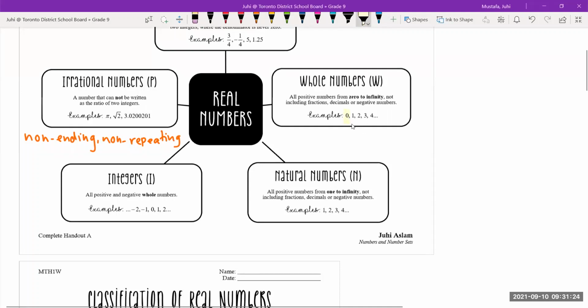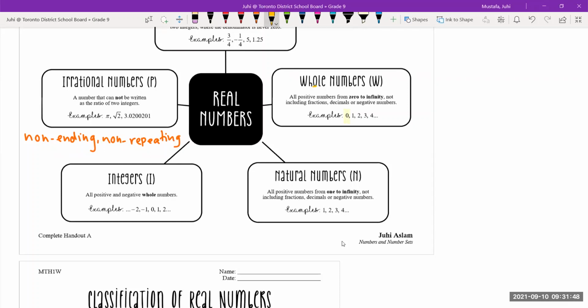Exactly. So the major difference is that a whole number will include the number 0 and a natural number will not include the number 0. How do I remember this? Well, I noticed that the word whole has the letter O, which kind of looks like a 0. And that for me is a reminder that whole numbers include 0. Natural numbers are everything from 1 to infinity, not including 0. So those ones are pretty easy to remember.